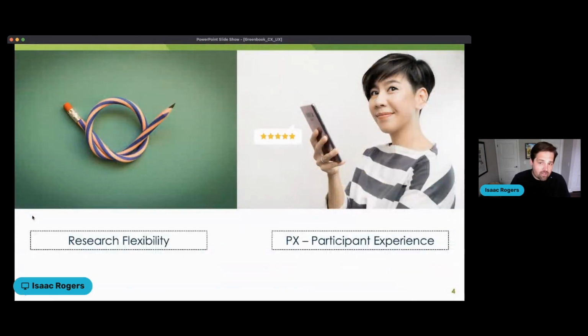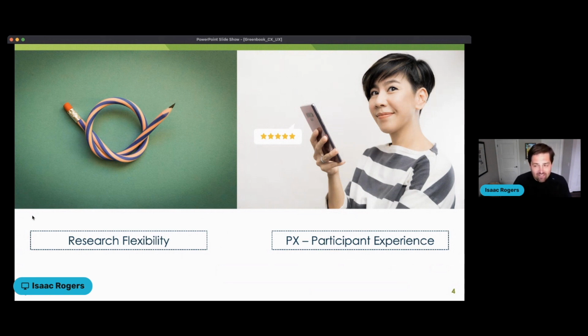So the first one is about research flexibility. And I'm going to go into each of these in a little bit of detail, but it's this idea that the way we design customer experience and user experience research shouldn't be as stringent and structured as some of the other ways that we might go about doing some research with respondents.